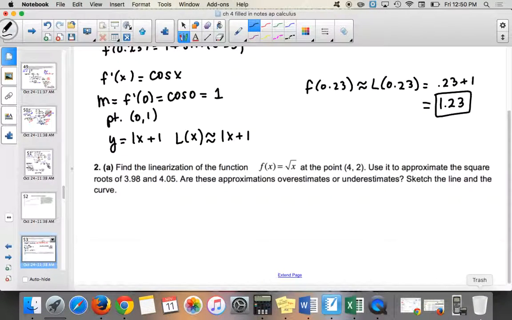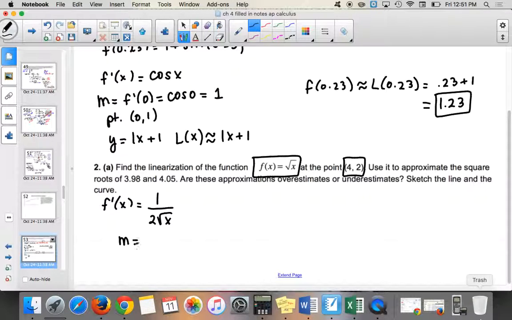All right, so part A of the next one. Find the linearization of the function f of x equals the square root of x at the point 4, 2. So whenever you see that, find the linearization of the function, what it's saying is find the equation of the tangent line at the point 4, 2. Can we all do that? Yeah. So we're going to do f prime of x: the square root of x is x to the 1/2, so 1/2 x to the negative 1/2. Do you guys have it memorized what the derivative of the square root of x is? 1 over 2 root x, exactly.